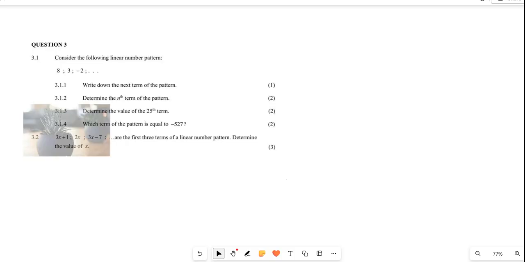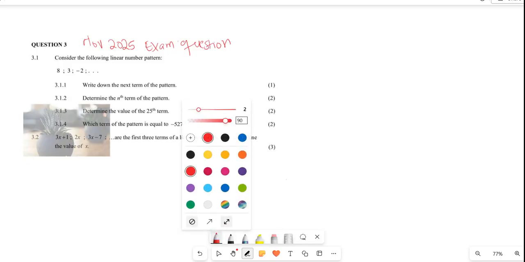Okay, today our lesson is on number patterns, term 4. Please guys, grade 10, use this question paper to prepare for your November 2025 exam. All right, before wasting any time, guys, November 2025 exam question.